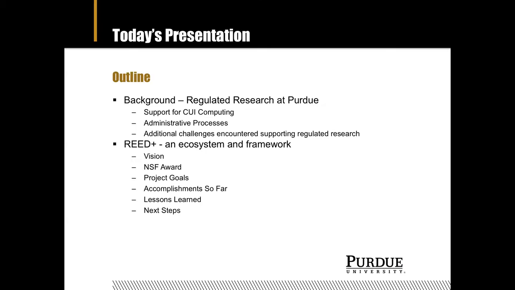In terms of outline, I'm going to go into a little bit of background on how we've gotten into the regulated research business at Purdue. As I'm sure many of you can relate, Controlled Unclassified Information has been one of our drivers in getting into this space. I'm going to talk about the administrative processes that we've learned around the university and the process of supporting CUI and all the additional challenges that this work has dug up for us to work on.